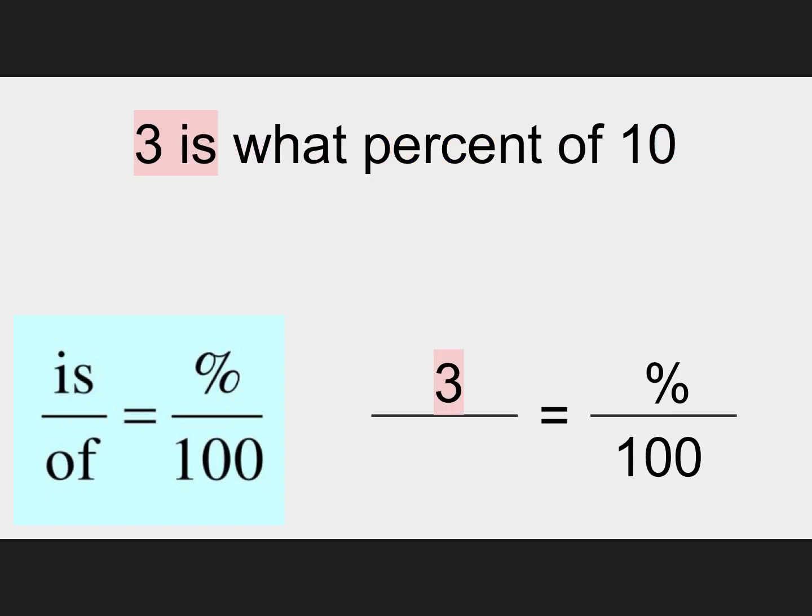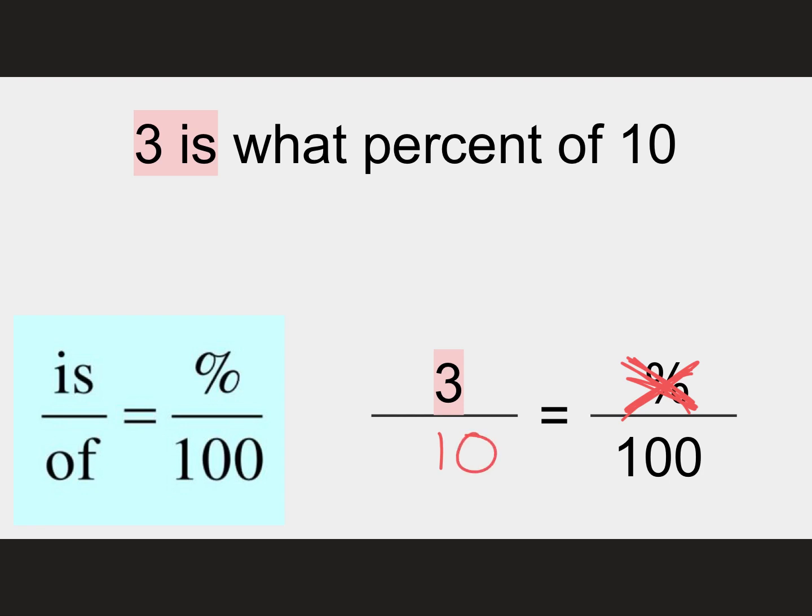Okay, let's look at this next example. We're going to still always refer back to this: is over of equals percent over 100. Our question says 3 is what percent of 10? Well, 3 is, so we know that the 3 goes here because is corresponds to 3. We don't have the percent, so we're going to call it X of 10. So we have the 10 here.